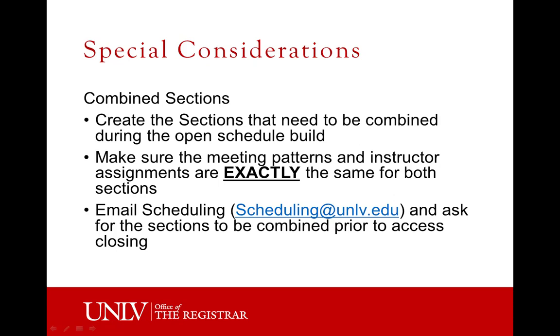Combined sections are used for courses that are being taught at the same time in the same place by the same professor. For example, if a course is being offered to undergraduates and graduate students, or two subjects being taught at the same time, like sociology and psychology. To create these sections, you'll build each section separately and then email scheduling the information for both courses so that we can combine them. The sections must match exactly.